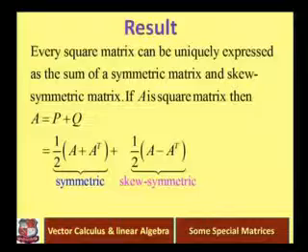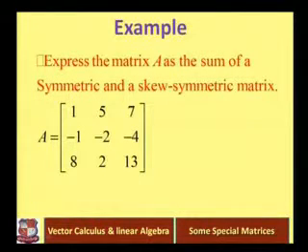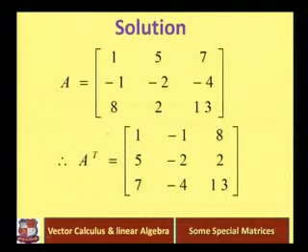So for that, let us take one example: express the matrix A as the sum of a symmetric and a skew-symmetric matrix. The matrix is given: A is equal to [1, 5, 7; minus 1, minus 2, minus 4; 8, 2, 13]. First of all, find its transpose.